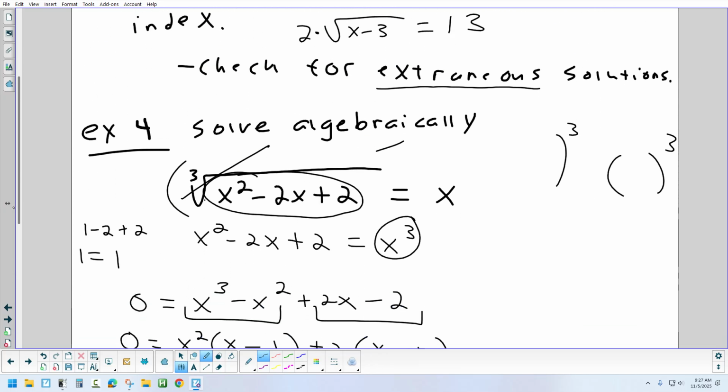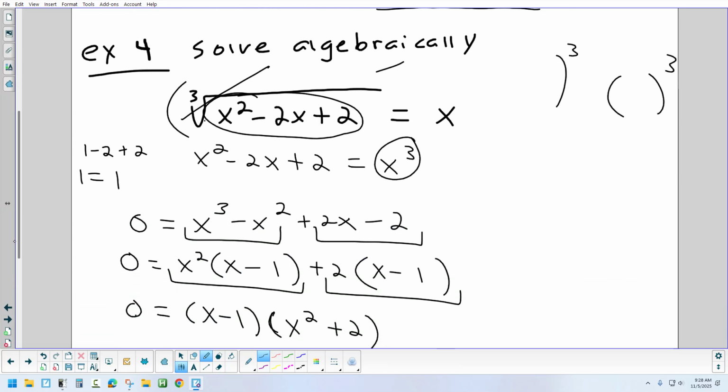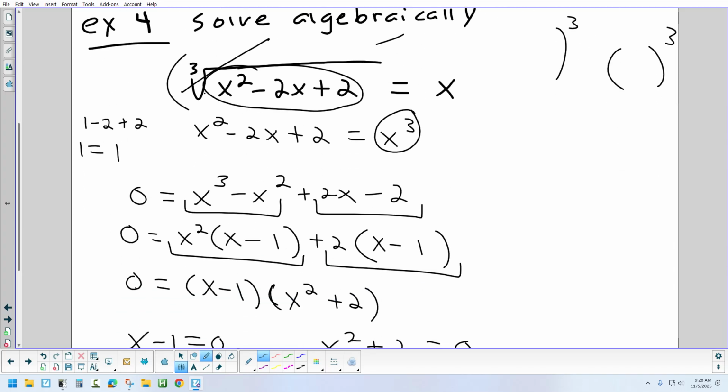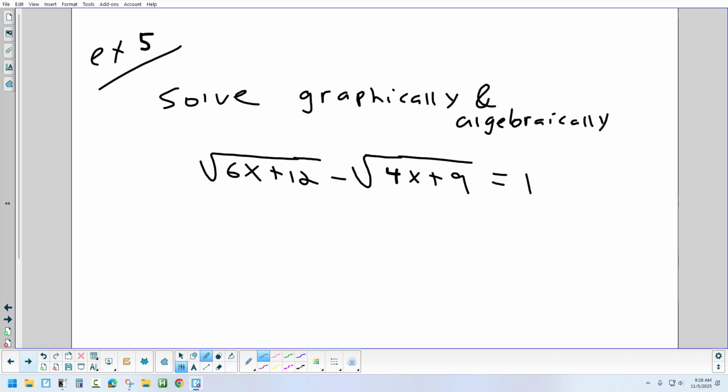Any other questions on that one? Okay, so that one was a cube root. Let's try this one.